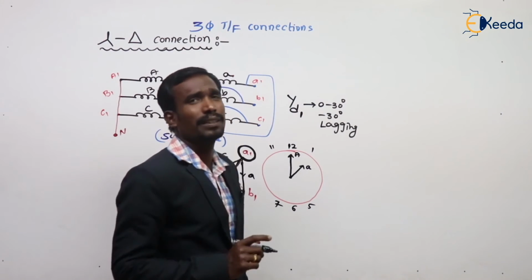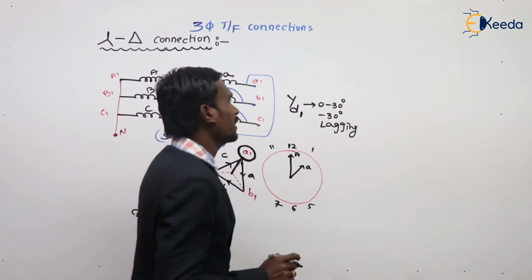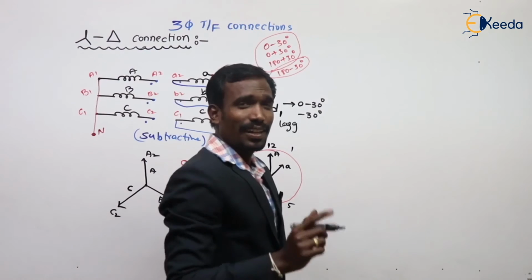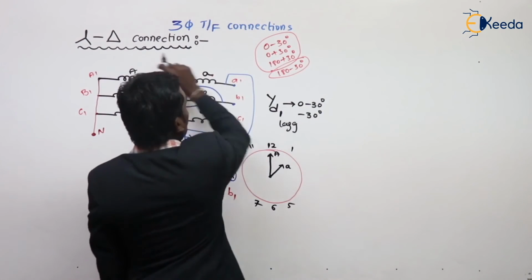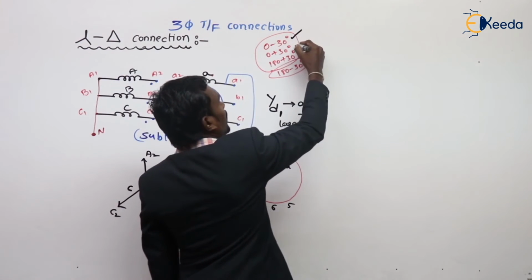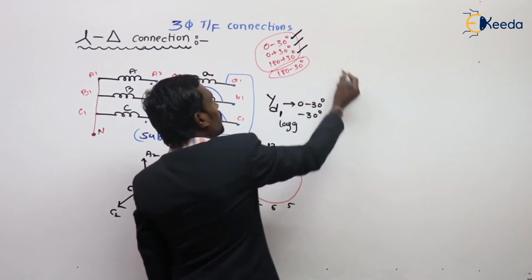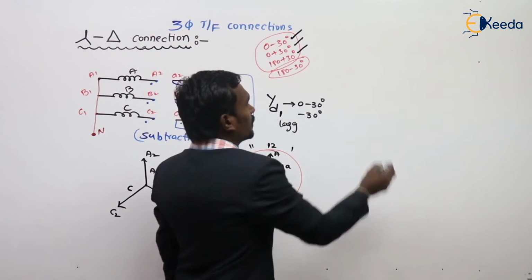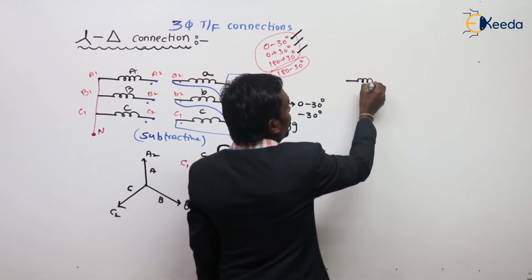This is simply the third one, which is 0 minus 30 degrees. Only one is remaining. Up to now, in star delta, we completed 0 minus 30, 0 plus 30, 180 plus 30. Now 180 minus 30. Let's see here.